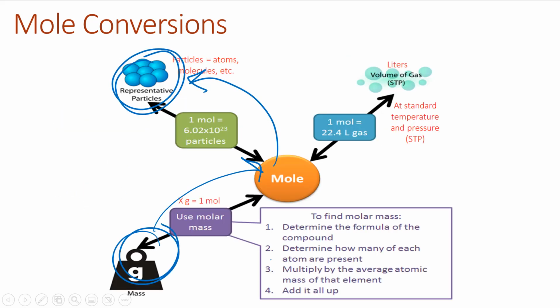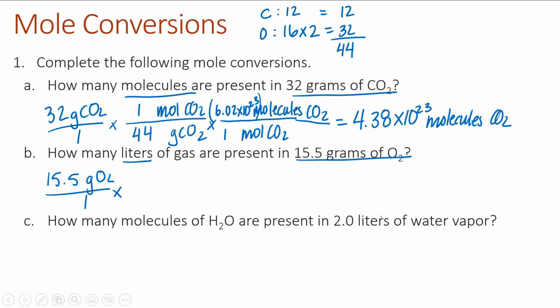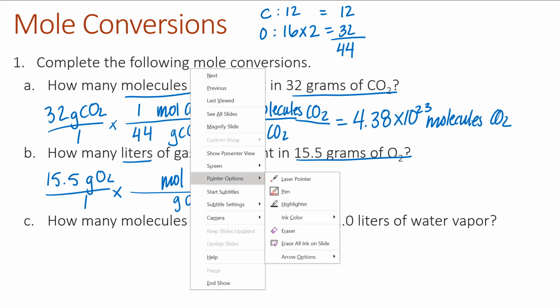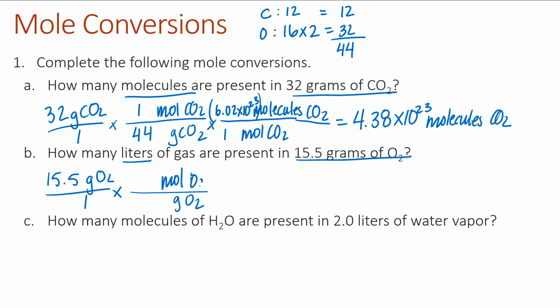And looking at my mole roadmap here, this time we're starting with grams and we're asked for liters. So we're going to change grams to moles and then moles to liters. That's our plan for this problem. So I'm going to go ahead and change my grams of O2 into moles of O2. And then I need to change my moles of O2 into liters of O2.